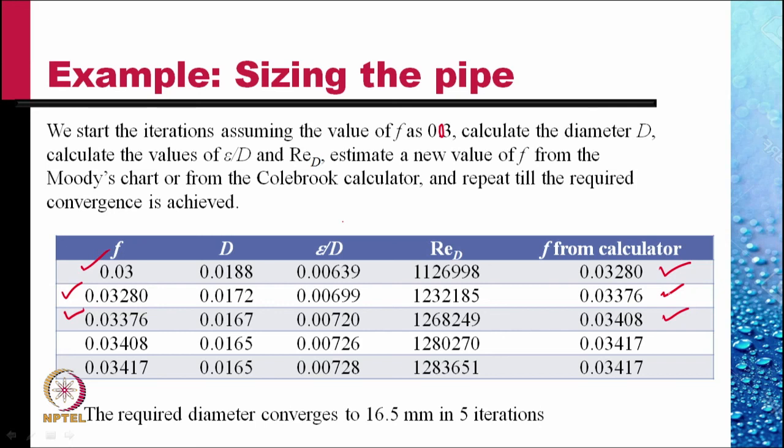And if I do this 2 more times, I get the converged value of f as 0.03417. And then this is the converged diameter of the required pipe. That is, we need a pipe of 16.5 millimeter diameter to carry the required flow with the given pressure drop.